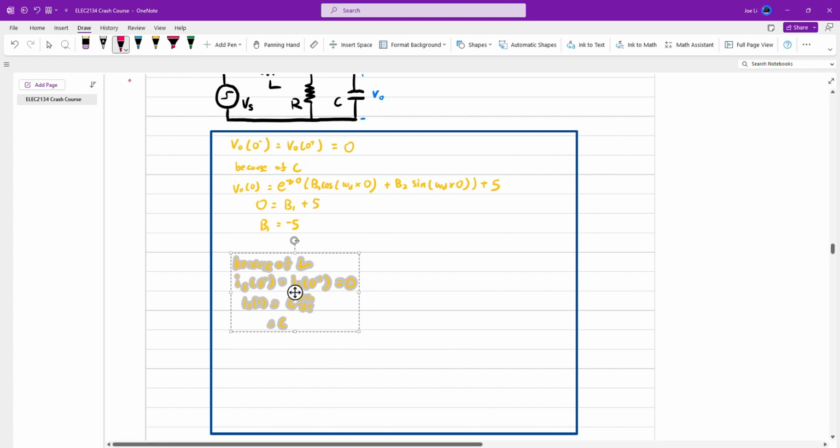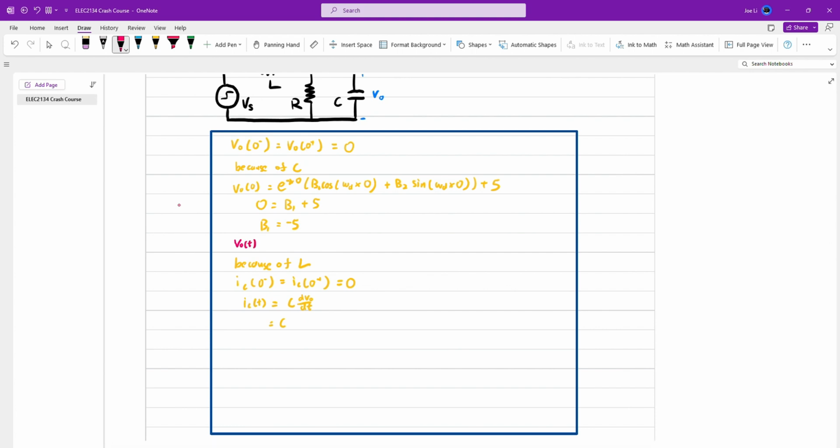At this point, V0(t) equals e to the negative alpha t times B1, which we found is -5, so -5 cosine omega d t plus B2. B2 is what we're looking for. Sine omega d t. By the way, I want you to notice how this is omega d, the damped frequency. Now that we damp it, it oscillates at the damped frequency because this is a damped signal, right? We look at these two, omega d. So the signal looks like this, and the frequency is omega d.